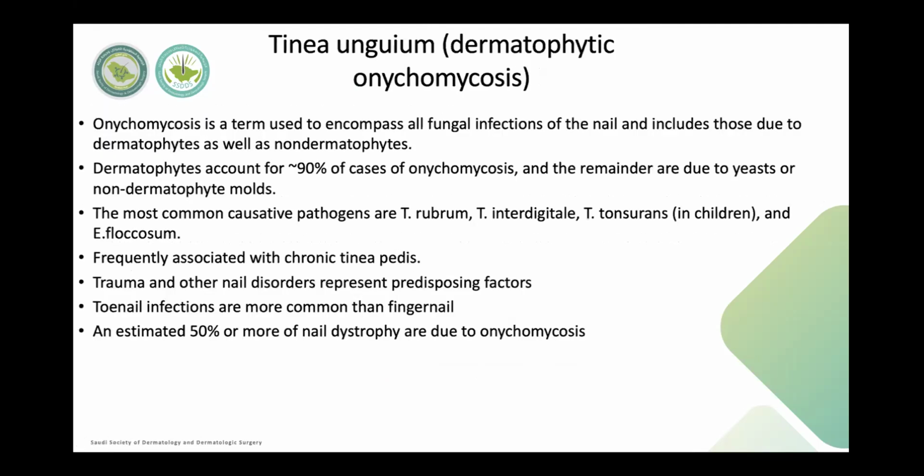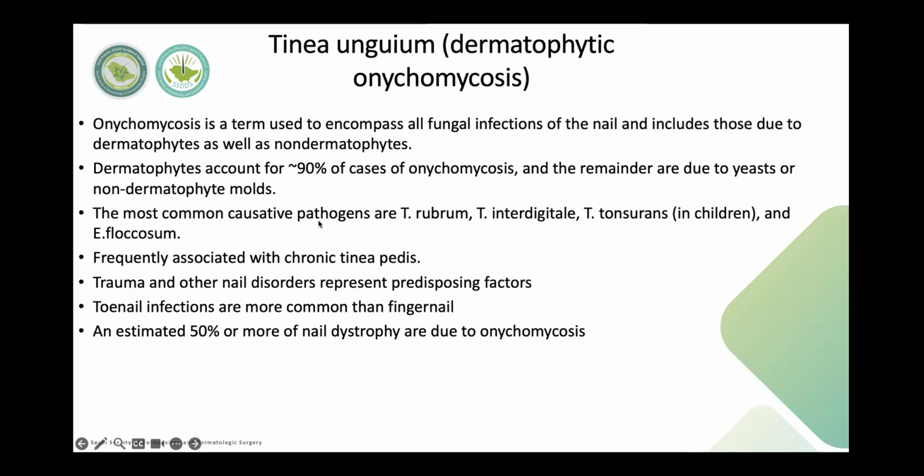Okay, last thing in the dermatophytes is tinea unguium, which is part of the onychomycosis. We all know onychomycosis, the nail fungal infection, is most commonly caused by dermatophytes, accounting for 90%, and this is what we call tinea unguium. However, 10% can be caused by non-dermatophytes. Most common cause is rubrum again, frequently associated with chronic tinea pedis.